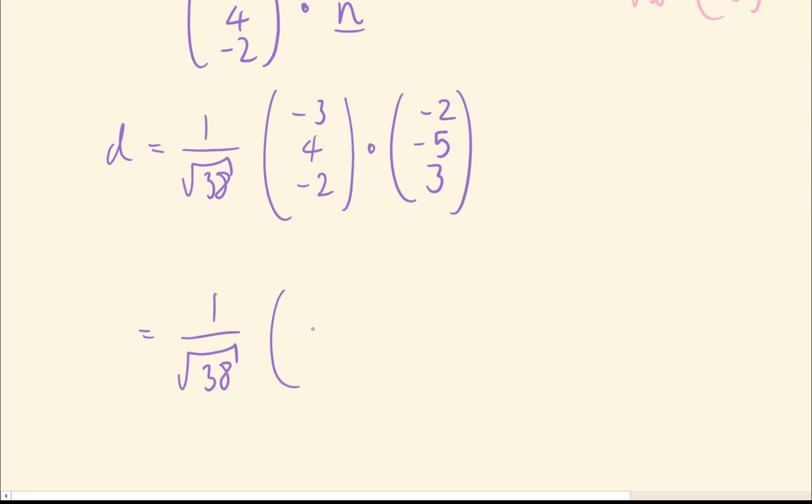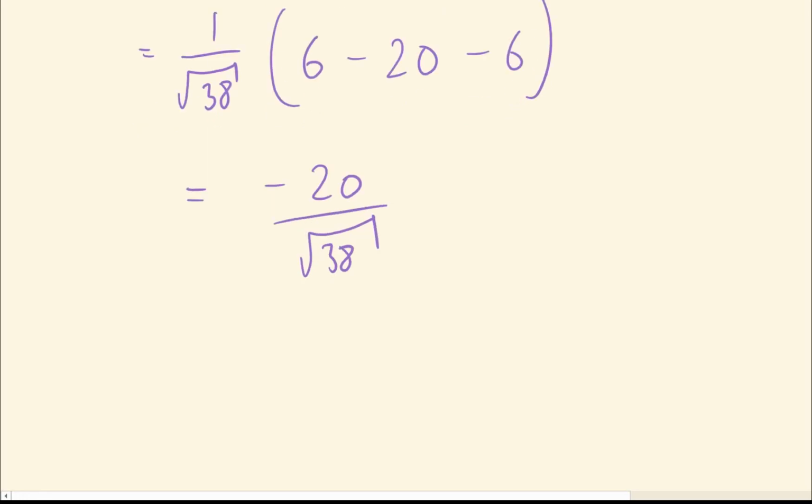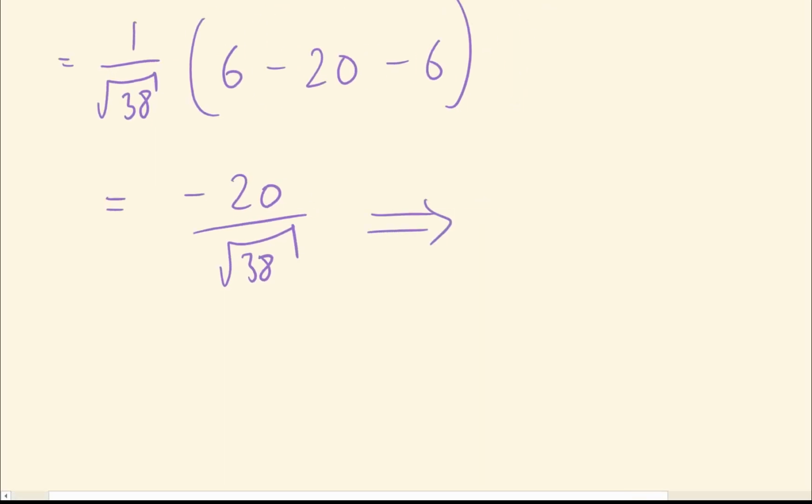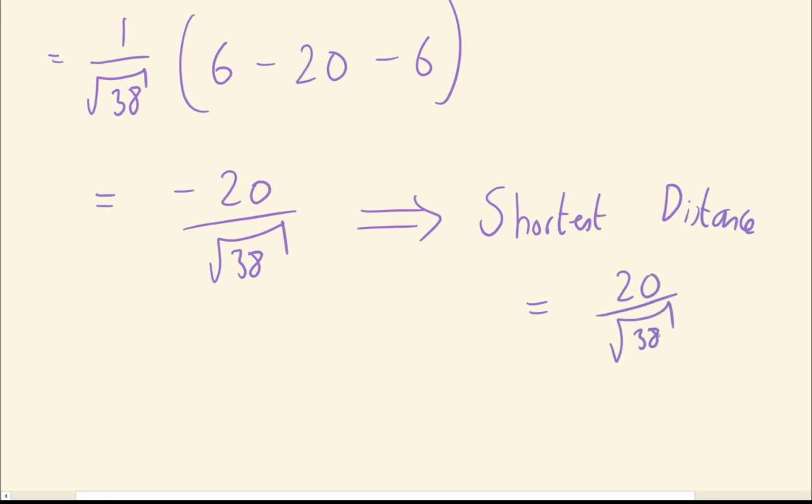So minus 3 times minus 2 is 6. 4 times minus 5 is minus 20. And minus 2 times 3 is minus 6. So this equals minus 20 over root 38. Therefore my shortest distance is going to be the positive value of that. And again, as always in exam questions, make sure you label it and make it really obvious that you know when you finish the question.